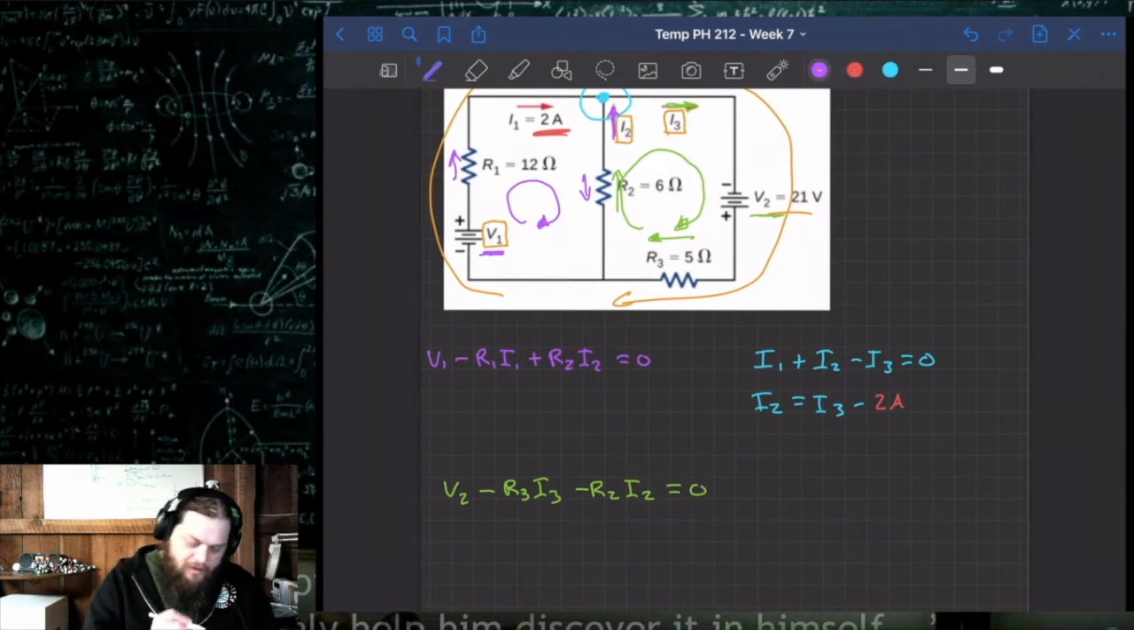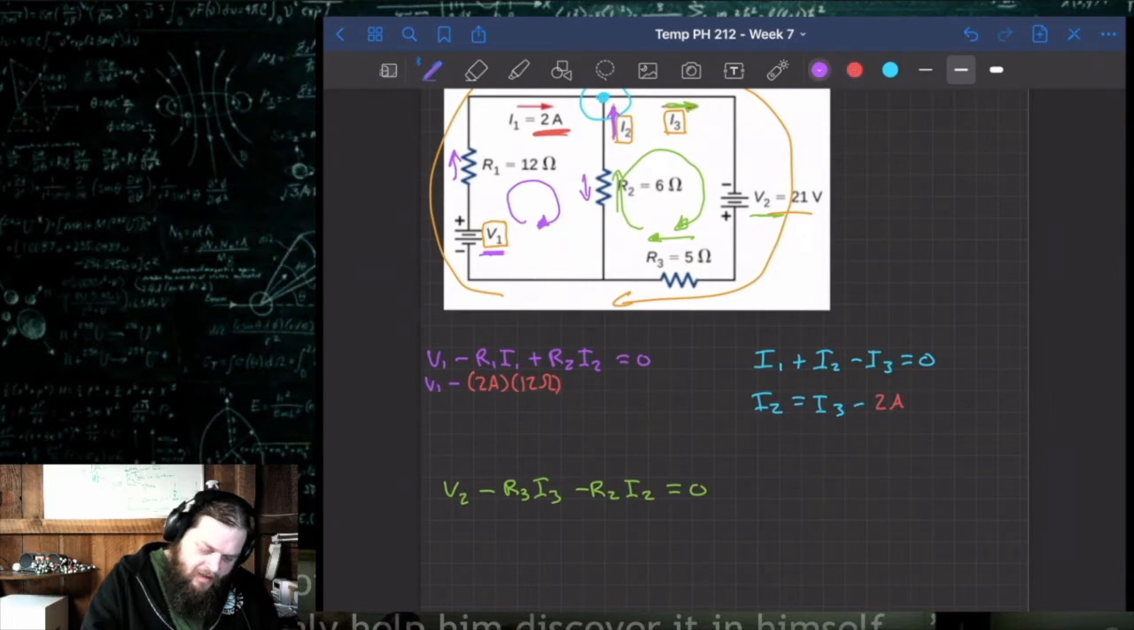Similarly, on this purple loop here, I'm going to plug in the values we have. That's V1 minus, this is going to be 2 amps times 12 ohms. I kind of wrote it backwards, but the 2 amps is the current I1, and the 12 ohms is the resistor value. We're going to add to that the resistance of R2, which is 6 ohms, times I2, which we don't know. Let's say that whole thing is equal to 0.